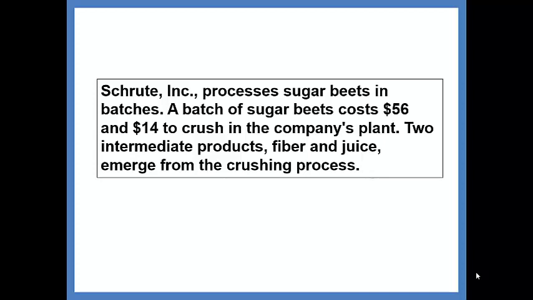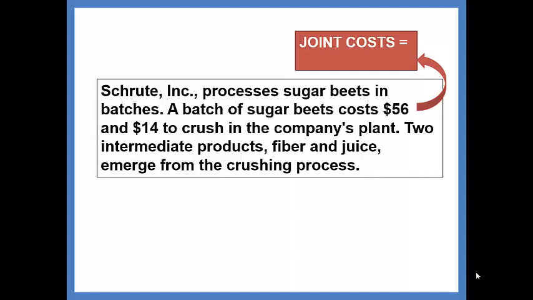Schrute Inc. processes sugar beets in batches. A batch of sugar beets costs $56 and $14 to crush in the company's plant. Two intermediate products, fiber and juice, emerge from the crushing process. So from this first bit of information, we can see that we do have some joint costs, and that's the cost of the beets and the initial cost of crushing those sugar beets. So we have joint cost of $70.